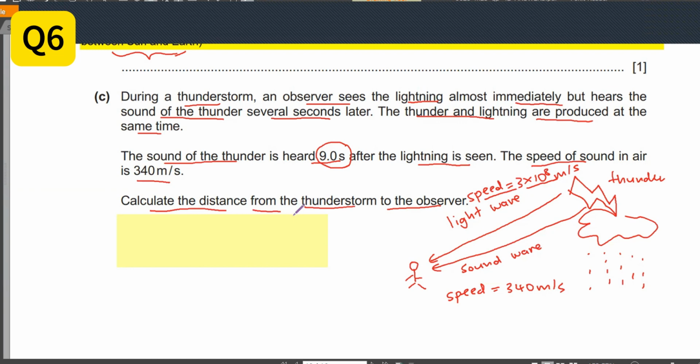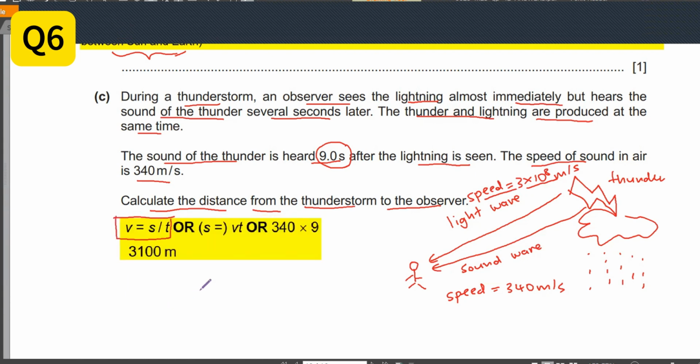Calculate the distance. This is quite straightforward. We can use this formula: speed equals distance over time. Now what we need is the distance. Rearrange: distance equals speed multiplied by time. We have the speed, 340 meters per second, multiplied by 9 seconds. That will give us a distance of 3,100 meters. Straightforward.